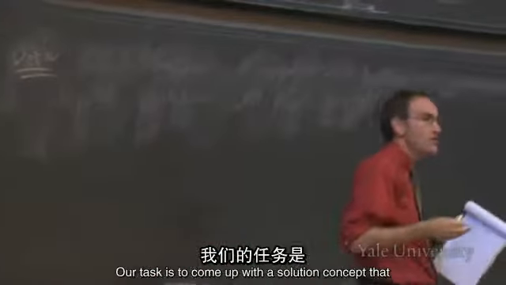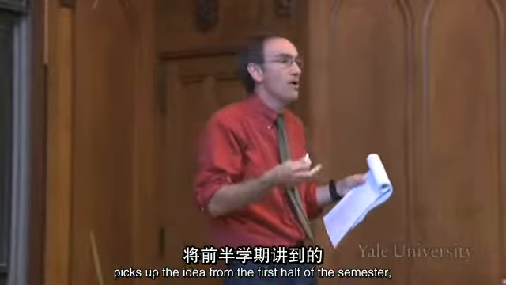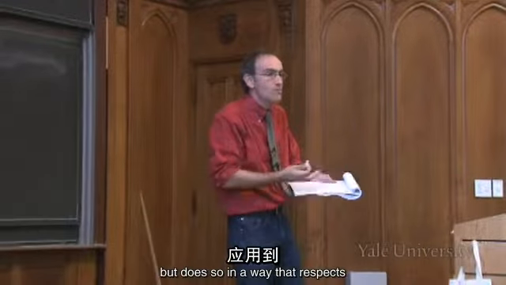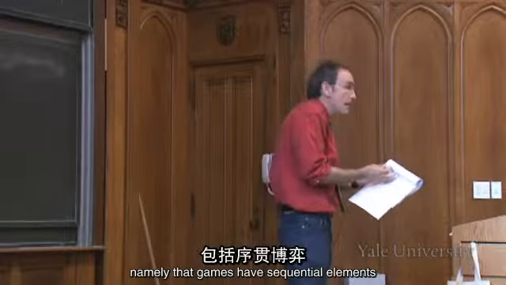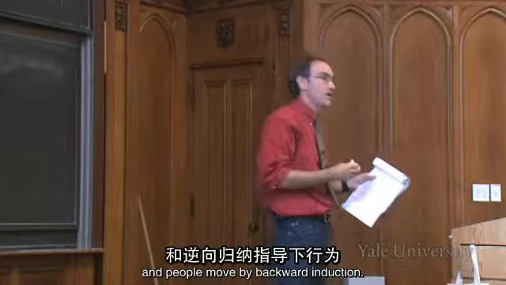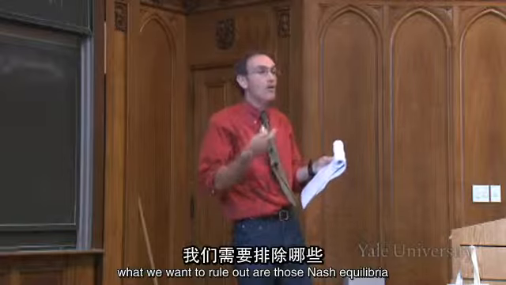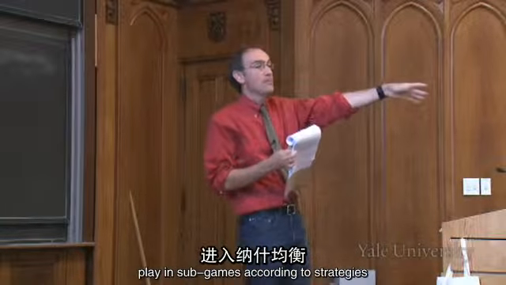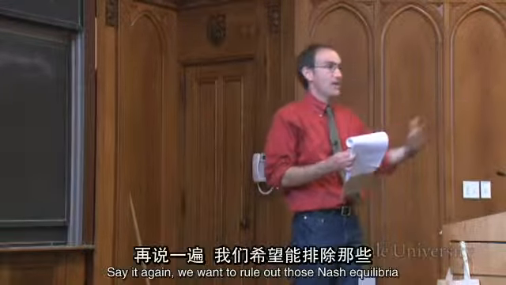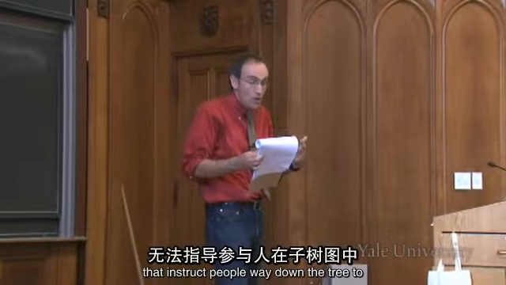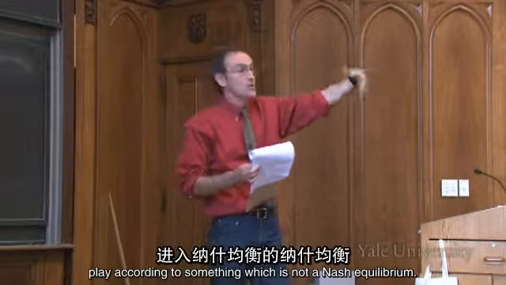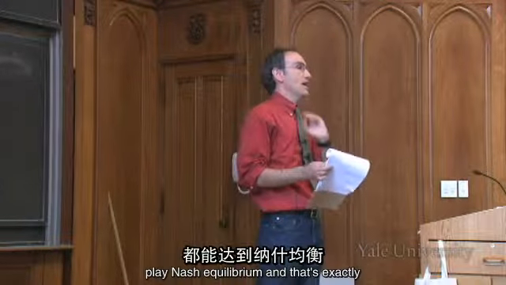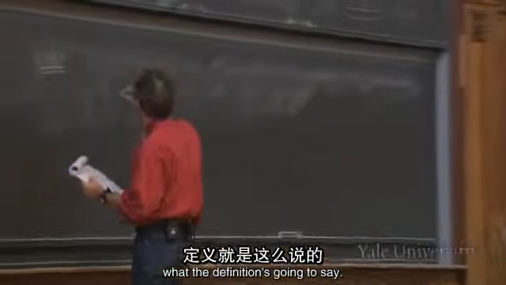So just remember what our task is. Our task is to come up with a solution concept that picks up the idea from the first half of the semester, namely Nash equilibrium, but does so in a way that respects what we've learned in the second half of the semester, namely that games have sequential elements and people move by backward induction. So in particular, what we want to rule out are those Nash equilibria that instruct players down the tree to play in subgames according to strategies that are not Nash equilibria. Say it again. We want to rule out those Nash equilibria that instruct people way down the tree to play according to something which is not a Nash equilibrium. We want our new notion to say, wherever you find yourself in a tree, play Nash equilibrium. And that's exactly what the definition is going to say.